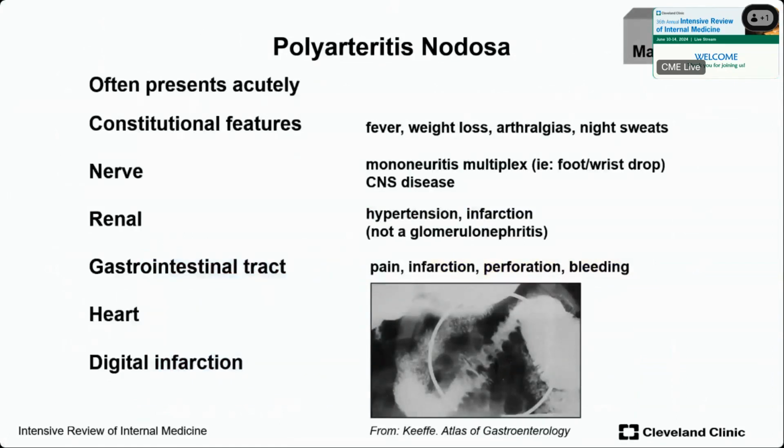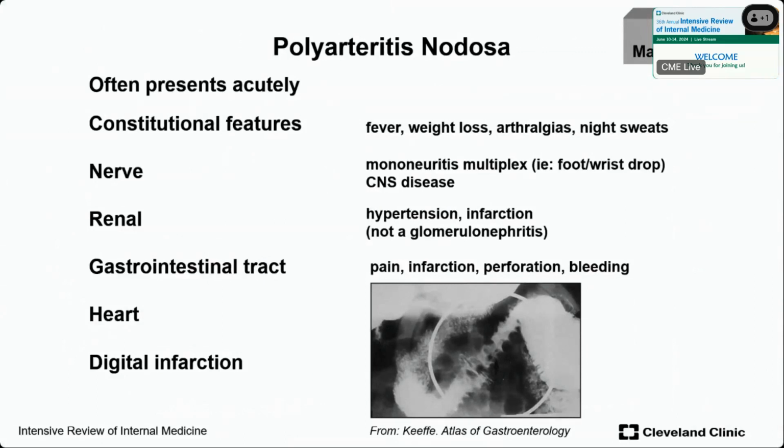Polyarteritis nodosa often presents very acutely, as did this patient. There may be constitutional features such as fever, weight loss, arthralgias, and night sweats. Mononeuritis of the nerve can occur, and this patient had a toe drop, which was new. They can also have significant hypertension, which this patient has, and this was a reflection of the renal interarcuate artery medium vessel involvement. There can also be infarction, and again, a reminder that this is not a glomerulonephritis.